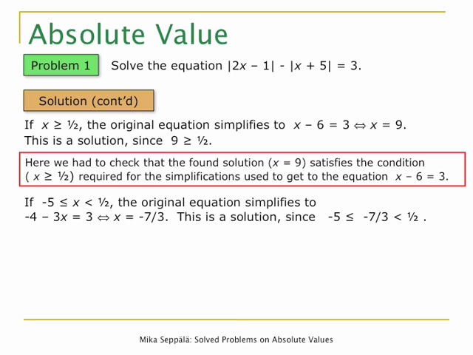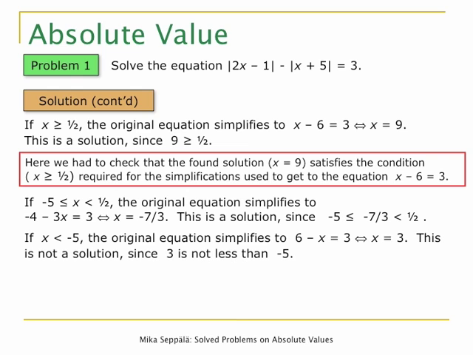If x is between negative 5 and 1/2, the original equation simplifies to negative 4 minus 3x equals 3. A solution of this is x equals negative 7/3. And since negative 7/3 is between negative 5 and 1/2, this is a solution to the original equation.